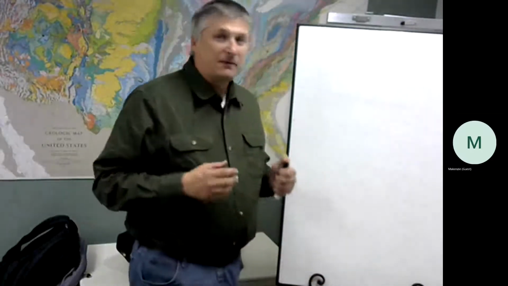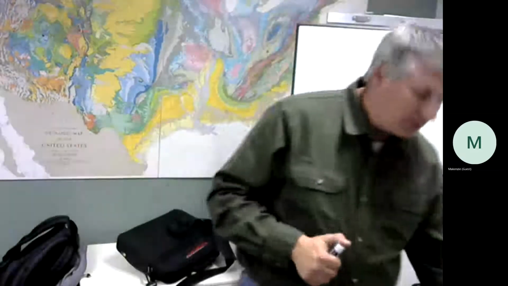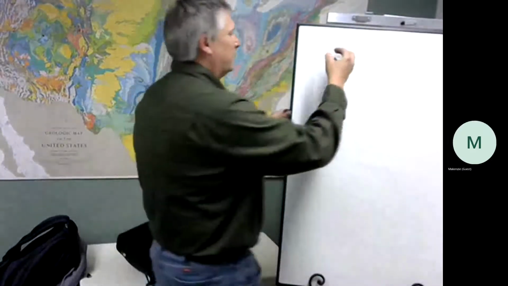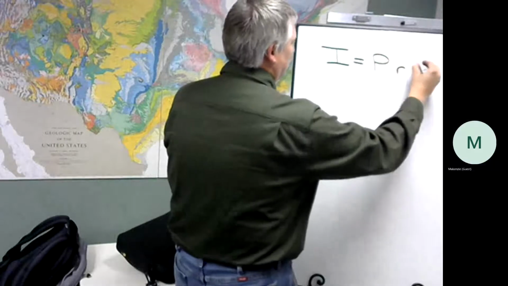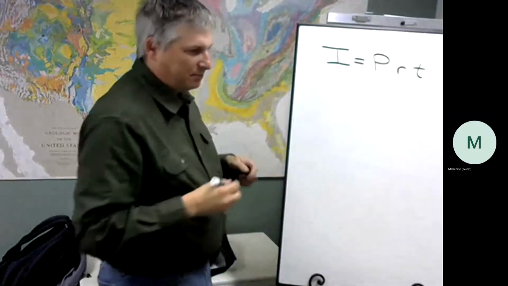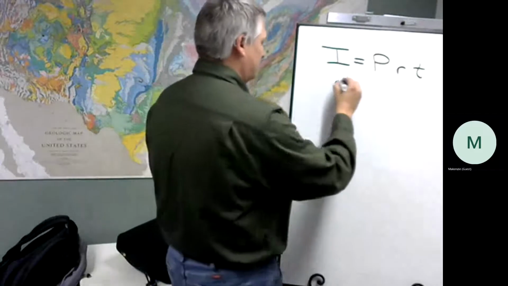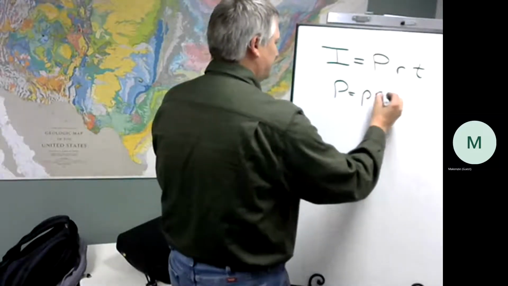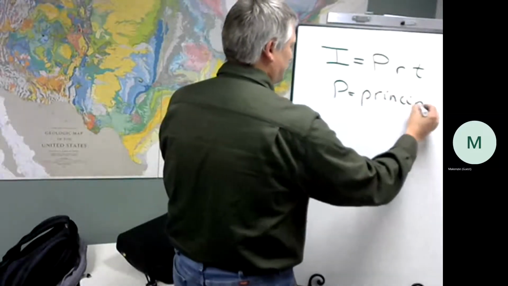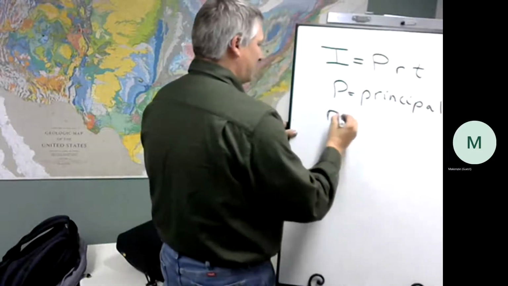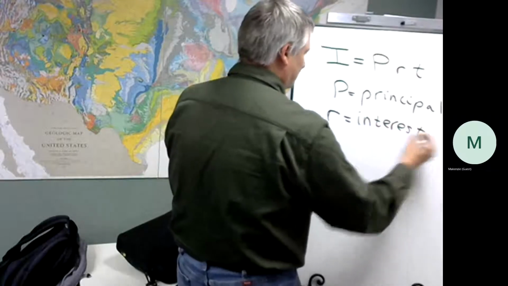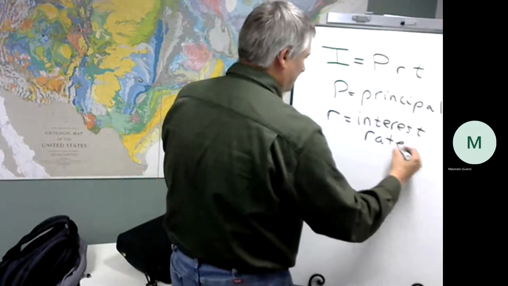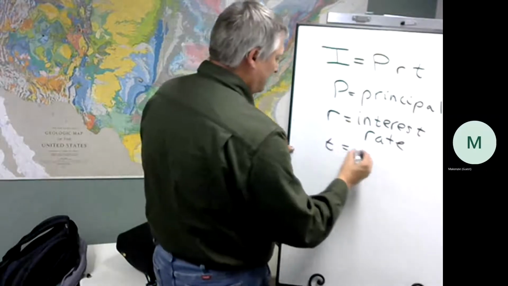So the first thing I want to talk about here is what's called simple interest. The idea of simple interest is this formula. This is what you're going to be doing. Now, simple interest breaks down like this: P is the principal, R is the interest rate, and T is time.